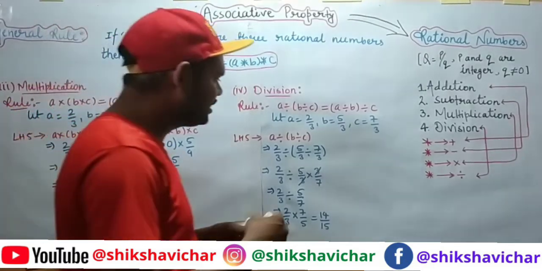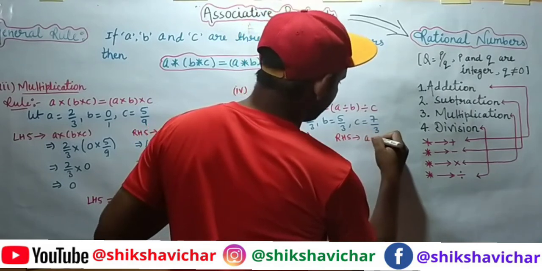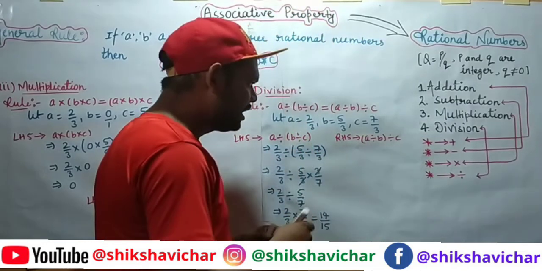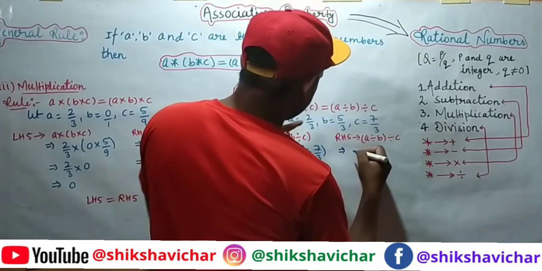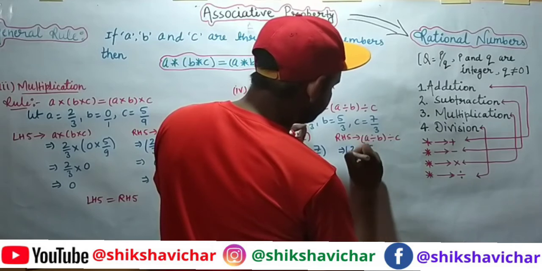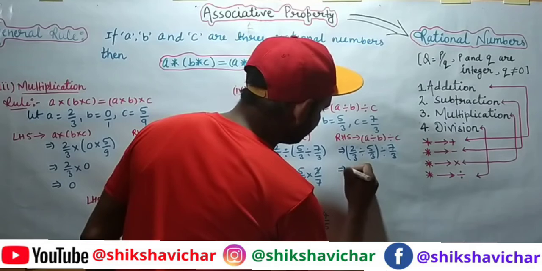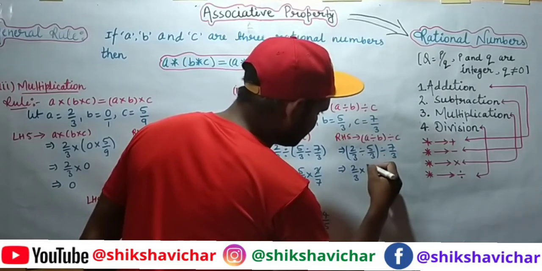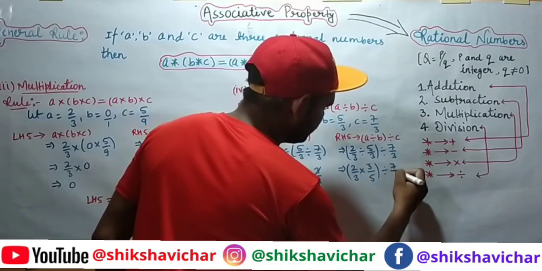Now check the value of the right hand side. What is it? The right hand side is a ÷ (b ÷ c). Putting these values, we get 2 upon 3 divided by (5 upon 3 divided by 7 upon 3). This implies that this will give us 2 and the reciprocal would be 3 upon 5, divided by 7 upon 3.